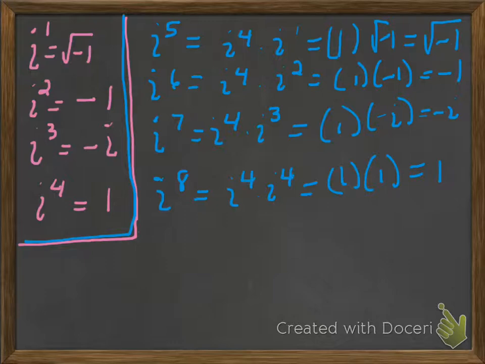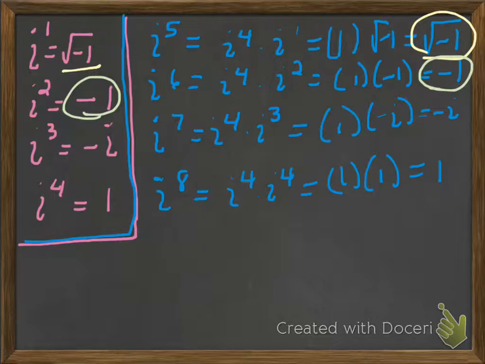Okay. What we need to look at is the fact that, notice I to the 1 is the square root of negative 1, and so is I to the fifth. I to the second is negative 1, and so is I to the sixth. I to the third, I to the seventh, I to the fourth, I to the eighth. Do you see the pattern? In the next slide, we're going to look at a shortcut.